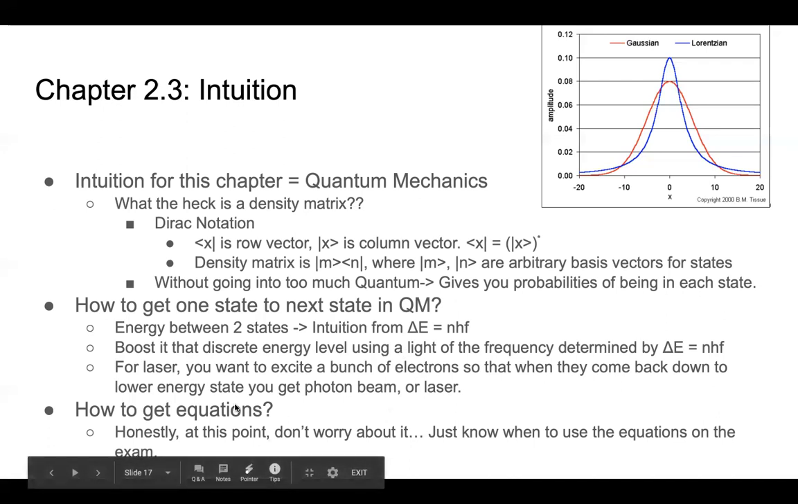And how did they derive these equations? Honestly, I don't even know how they derived it. Just put it down on your equation sheet. Yeah.